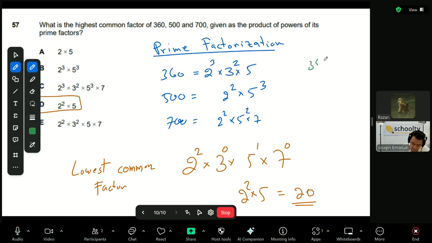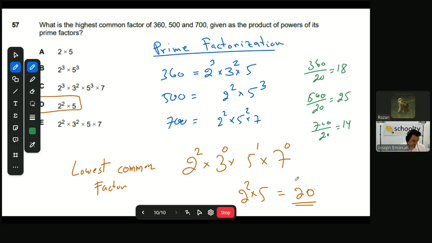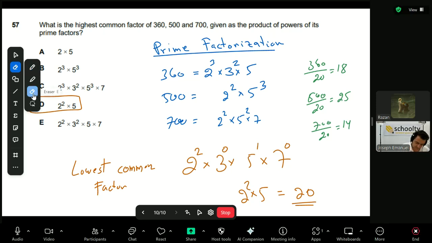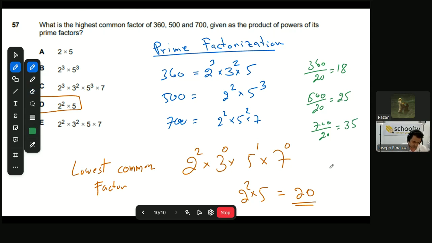Let's check. 360 by 20, how much did we say? 18. 500 divided by 20 you have 25, and 700 by 20 you have 14, or am I mistaken? Let's check it. Maybe I calculated in a weird way. If we have 500 as 25, 700 is going to be more. You have 35. And 500, you have 25.